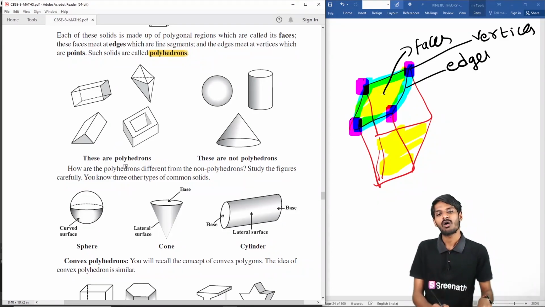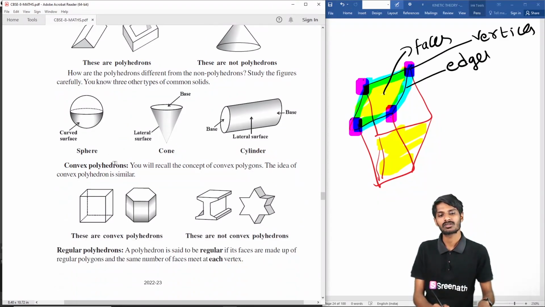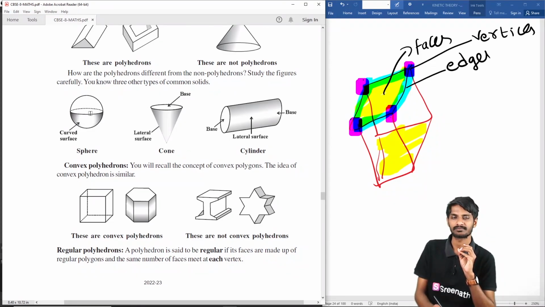So how are polyhedrons different from non-polyhedrons? This is a curved surface. The cone also has a curved lateral surface. So these are the curved surfaces. Whenever there are curved surfaces, they are non-polyhedrons, as they are not made up of polygon faces.